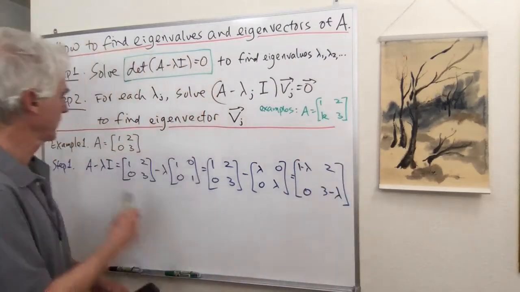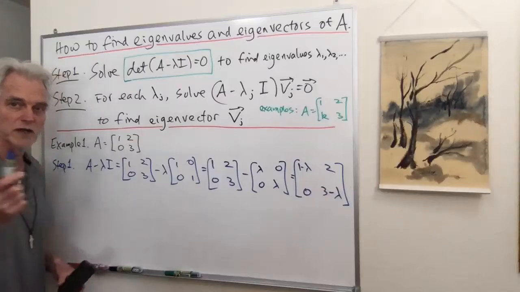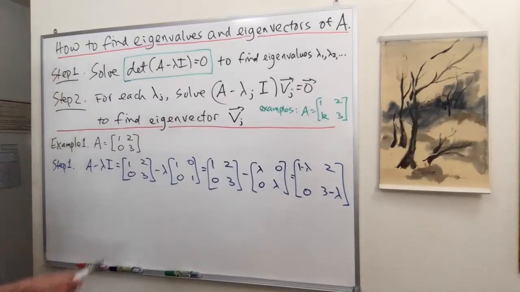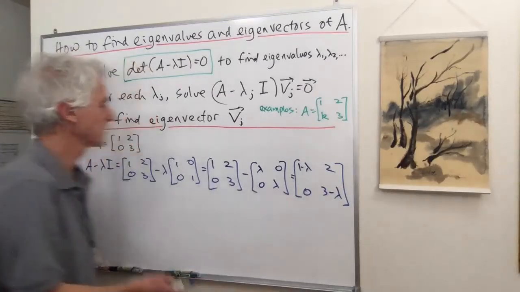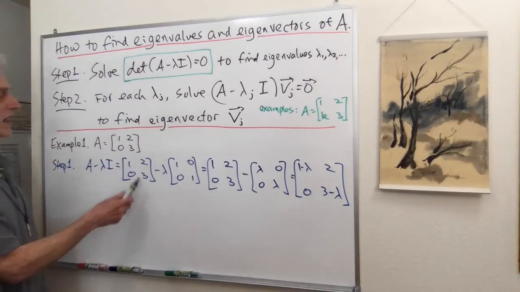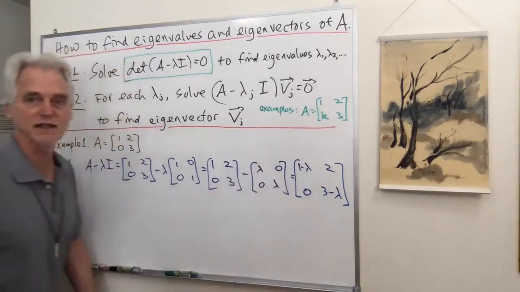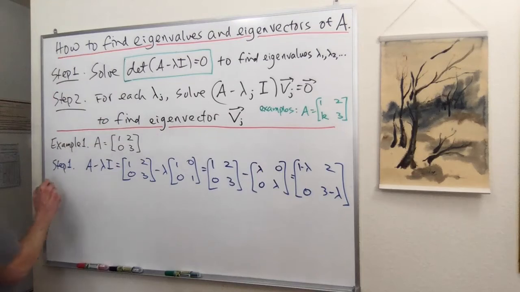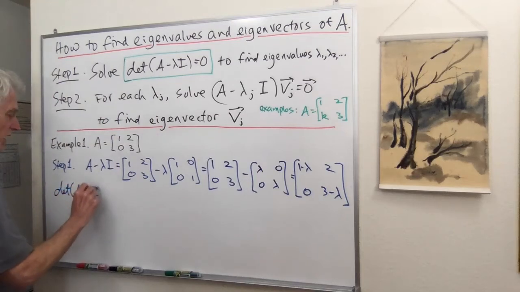So I've gone through this slowly here, but from now on, we're going to be subtracting lambda times I pretty quickly. To subtract lambda times I, just subtract lambda from each of the diagonal entries. Okay, so now what is the determinant of A minus lambda I?